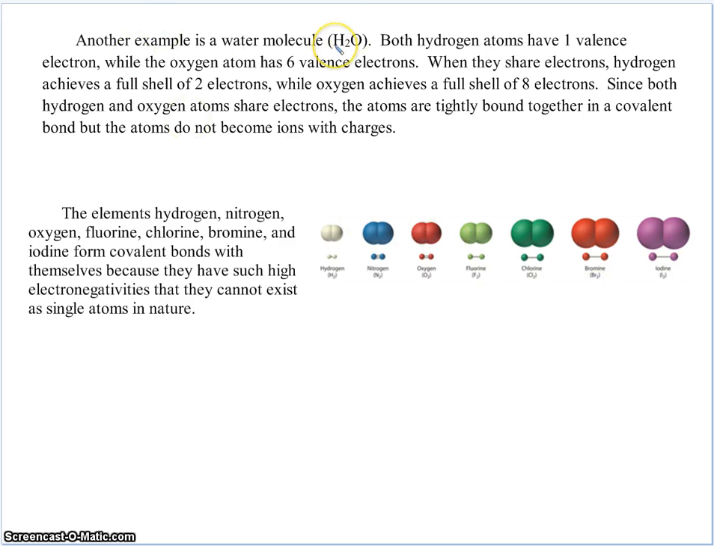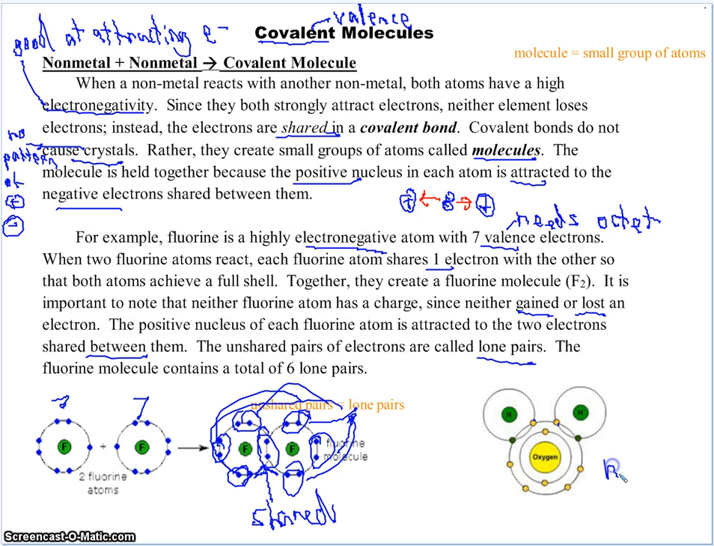Another example is a water molecule. Both hydrogen atoms have 1 valence electron, while the oxygen atom has 6 valence electrons. When they share electrons, hydrogen achieves a full shell of 2 electrons. Right, so it's not really an octet, it's like 2. While oxygen achieves a full shell of 8 electrons. Since both hydrogen and oxygen atoms share electrons, the atoms are tightly bound together in a covalent bond, but the atoms do not become ions. Do not become ions. So if we go back to the water then, this is neutral. And I guess the fluorine's neutral too. Neutral, because they're just sharing.